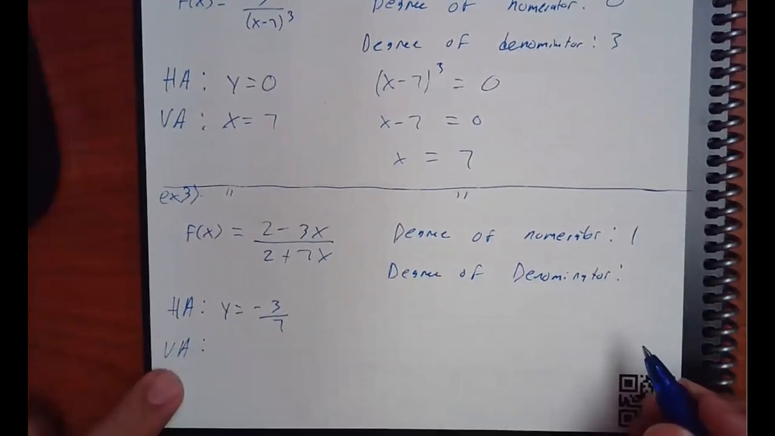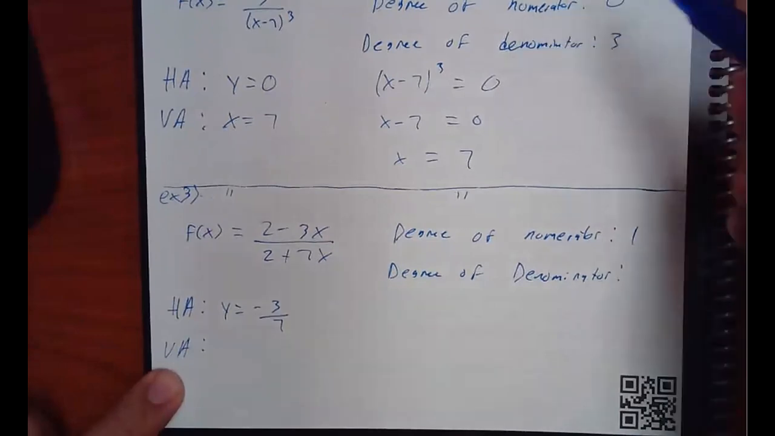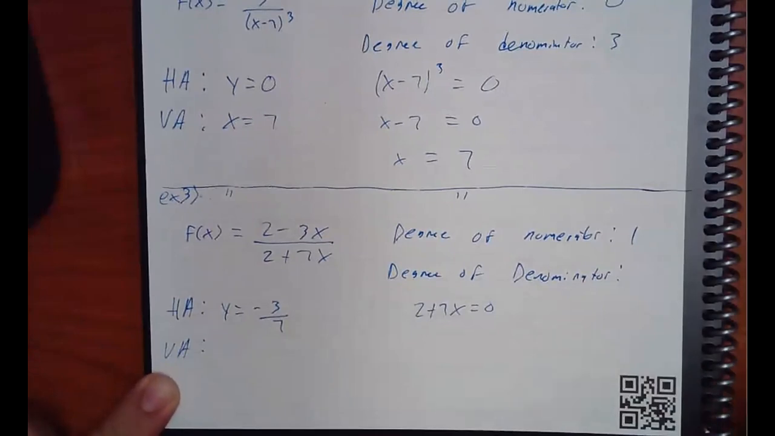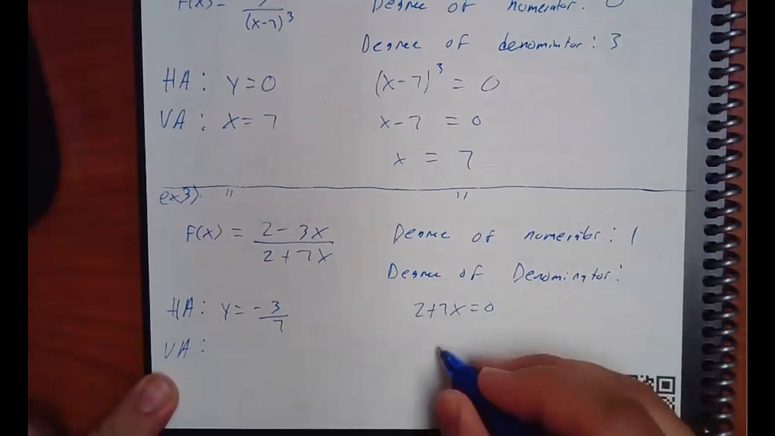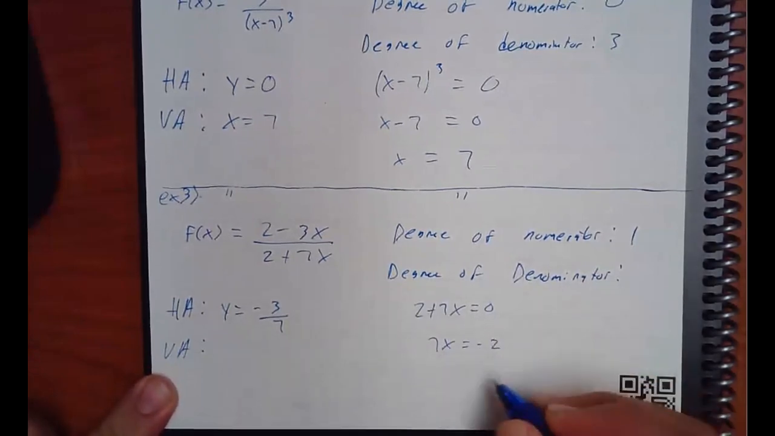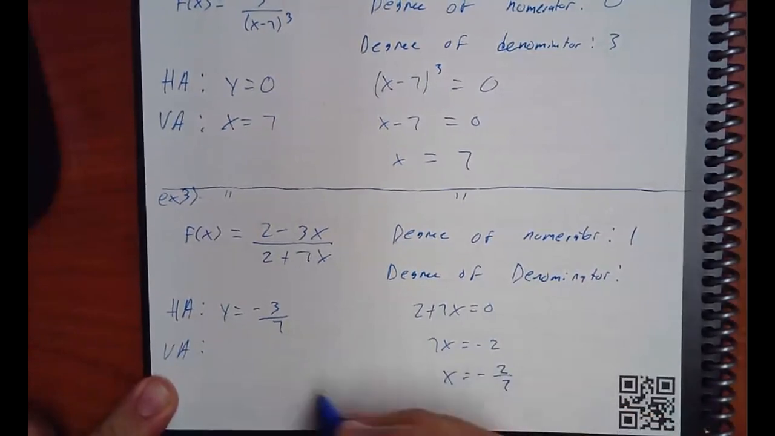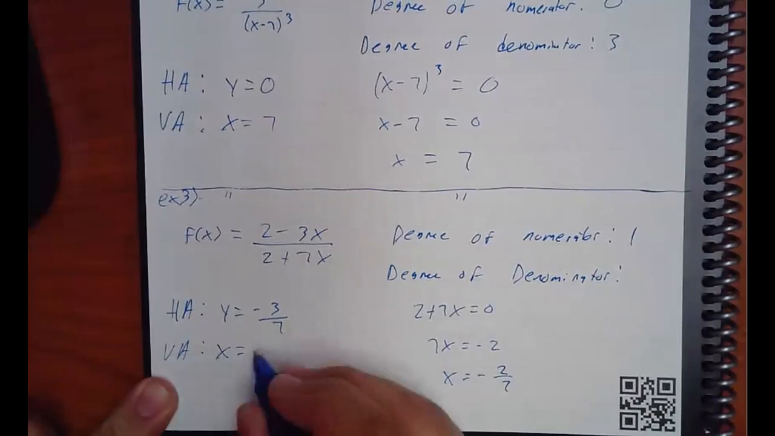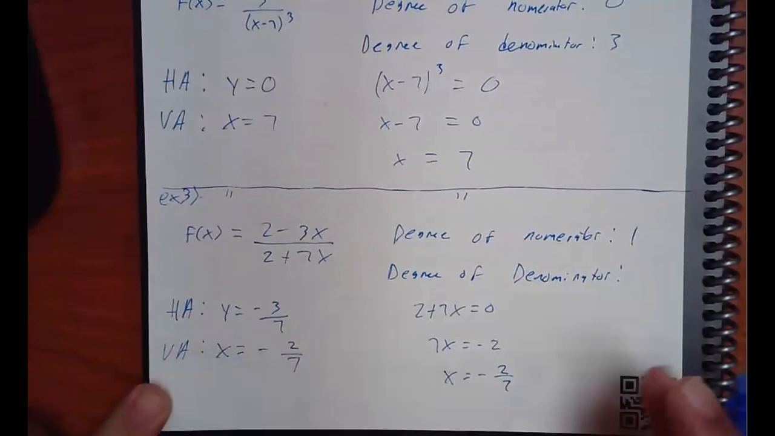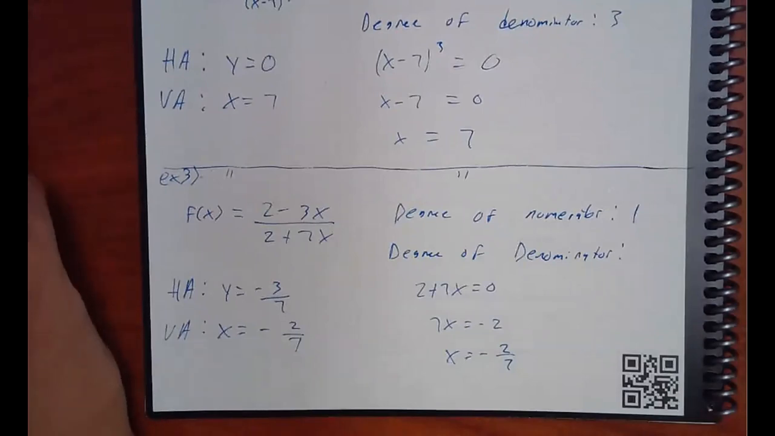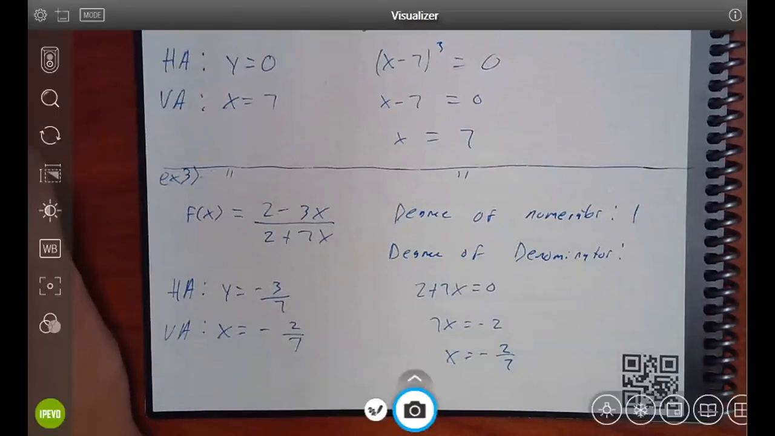And then to find the vertical, you do the same thing we did up here. So take the bottom, set it to 0, solve for x. So subtract the 2 over, divide by 7. So x equal to -2/7 would be your vertical. Any questions on number 3?